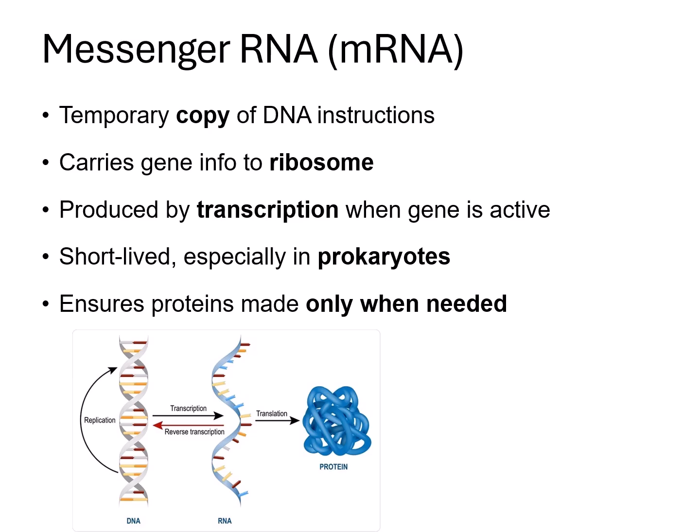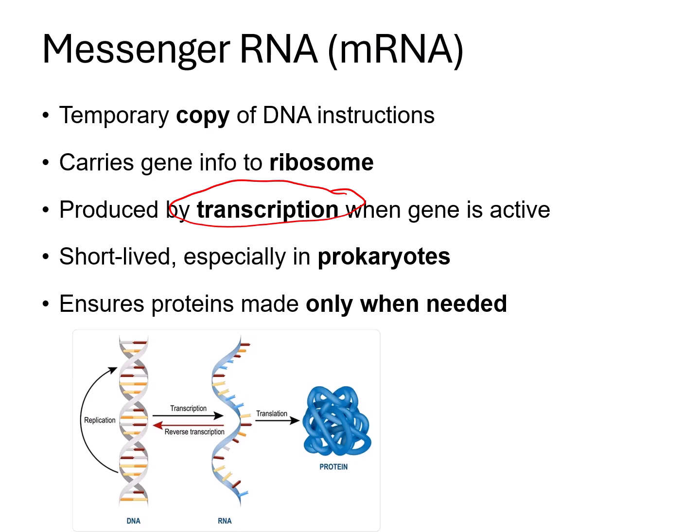mRNA is a temporary copy of DNA's instructions. It carries gene information to the ribosome, and it's produced through a process known as transcription only when a gene, the DNA portion, is active. In prokaryotes, mRNA is typically short-lived. It doesn't last very long, so this ensures that proteins are only made when they're needed.